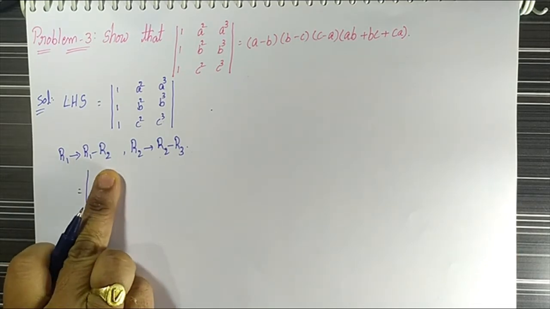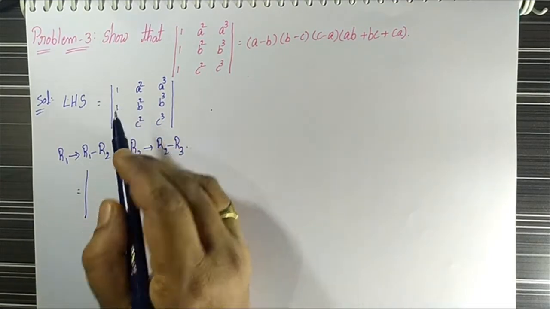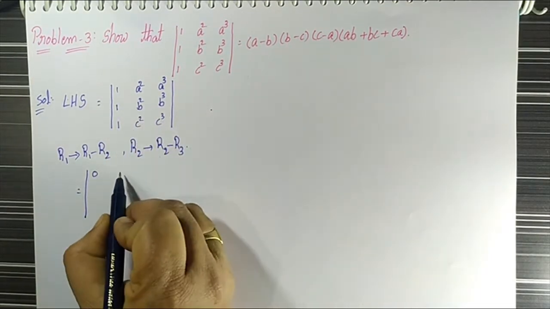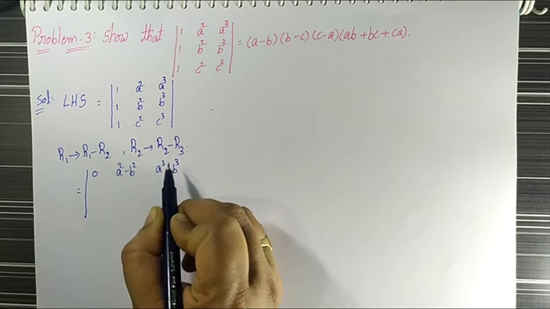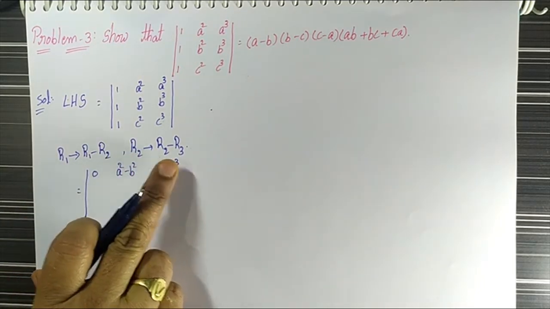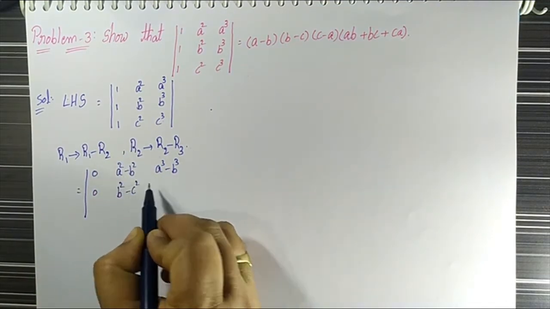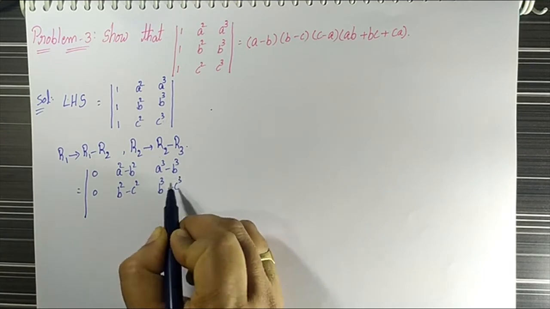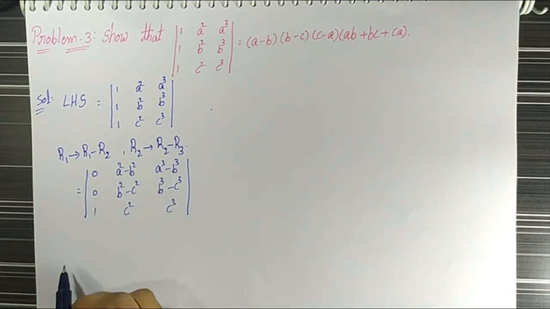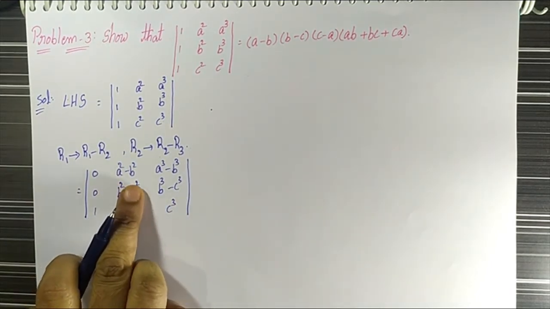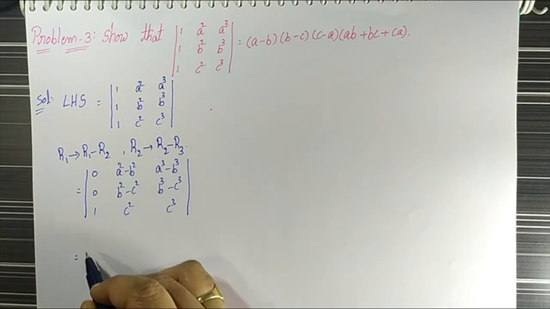For that, it is equal to the determinant. R1 minus R2 means the corresponding elements are subtracted: 1 minus 1 is 0, a² minus b², and a³ minus b³. In the second row, R2 goes to R2 minus R3: that is also 1 minus 1, value 0, b² minus c², and b³ minus c³. The third row is 1 c² c³. We already know the a² minus b² and a³ minus b³ formulas, and they are substituted in this step.